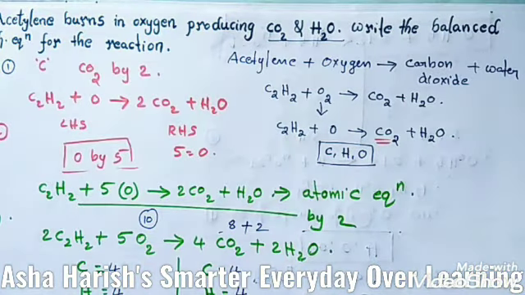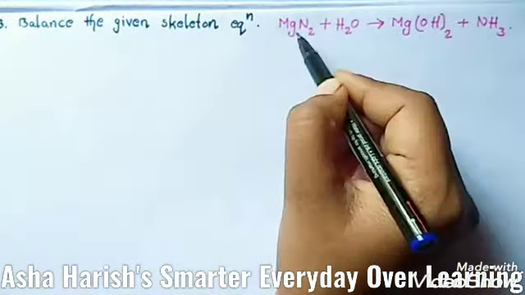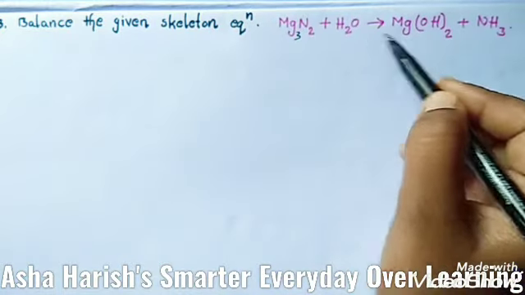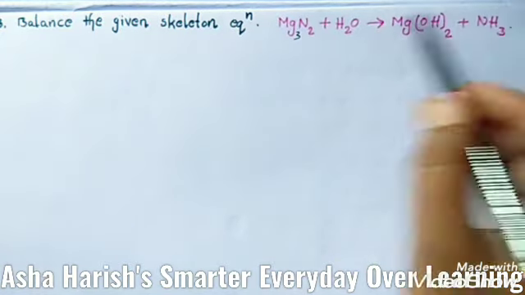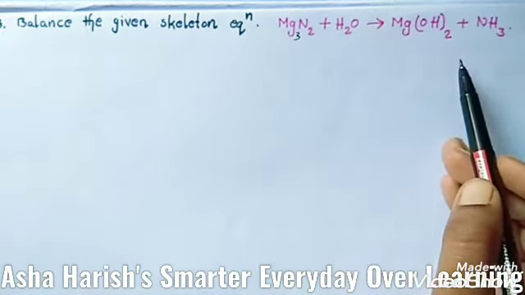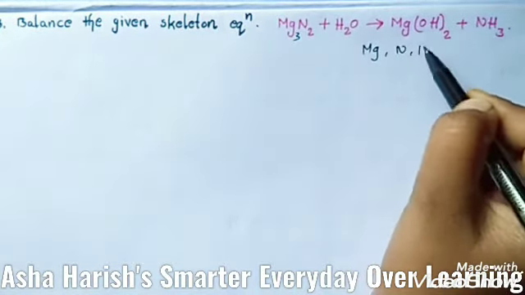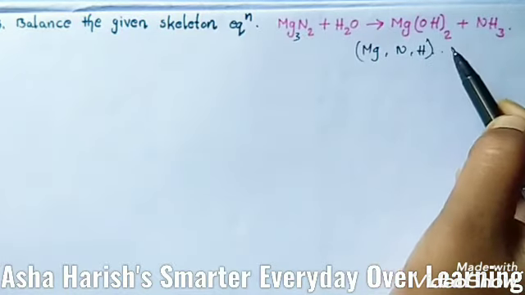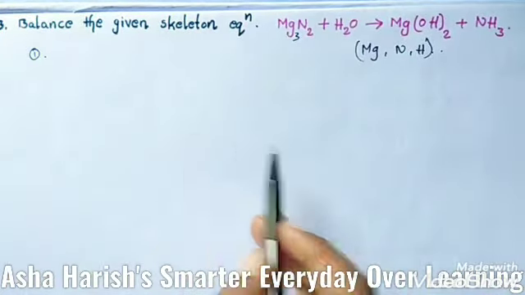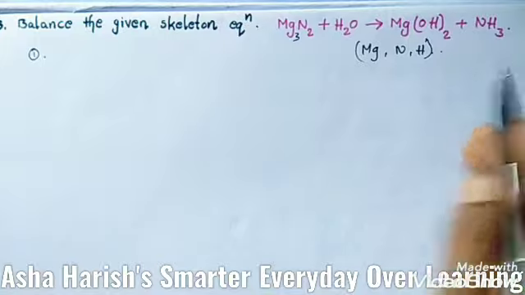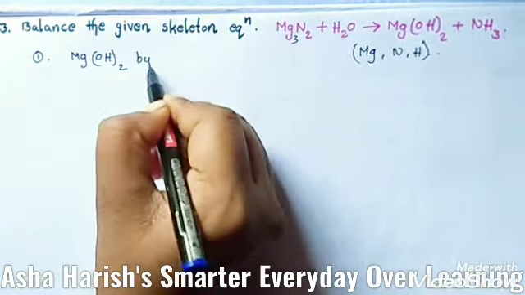Okay, let's go for the third example. Balance the given skeleton equation. Mg3N2 plus H2O gives rise to Mg(OH)2 plus NH3. So just to balance this equation, the various atoms are balanced in the order of magnesium, nitrogen and hydrogen. In this order we have to balance this equation. Now first of all, in step 1, to equalize the number of magnesium atoms on both sides, multiplying Mg(OH)2 by 3.